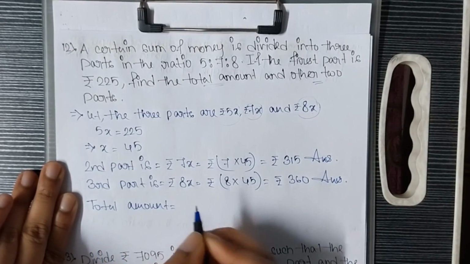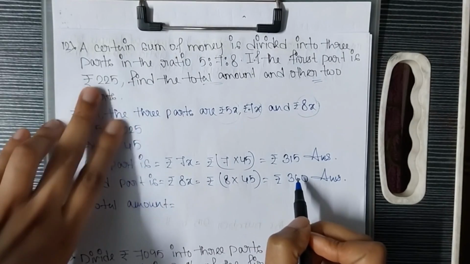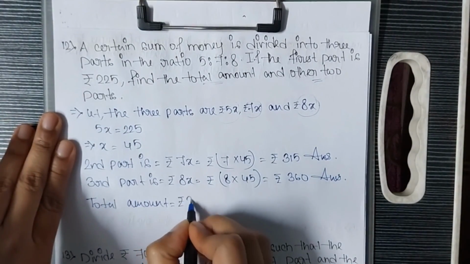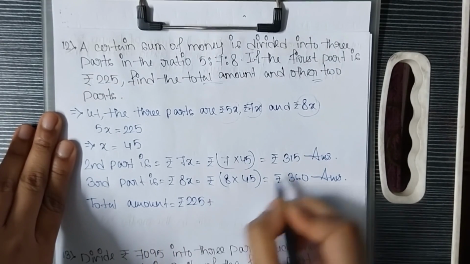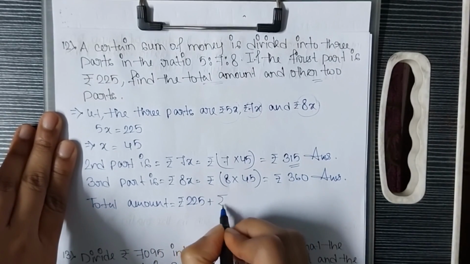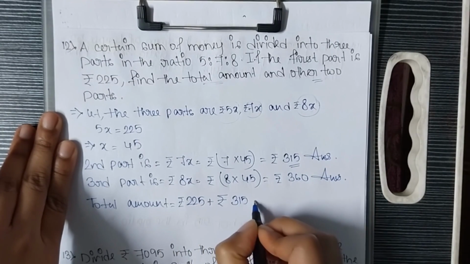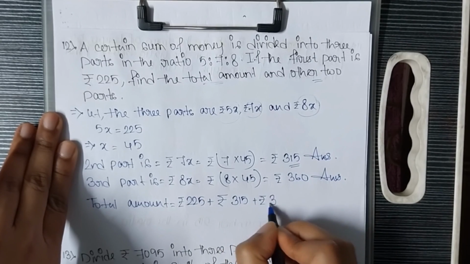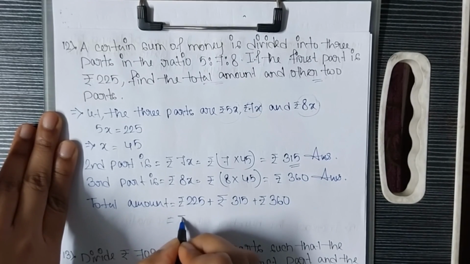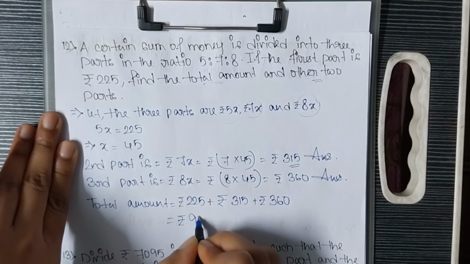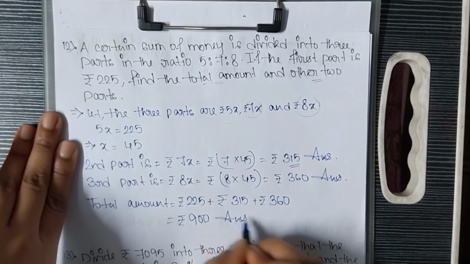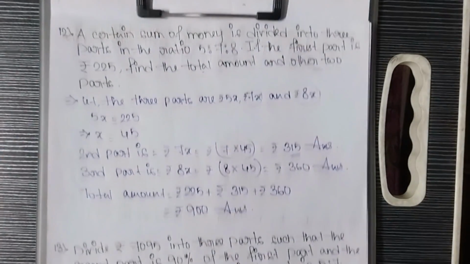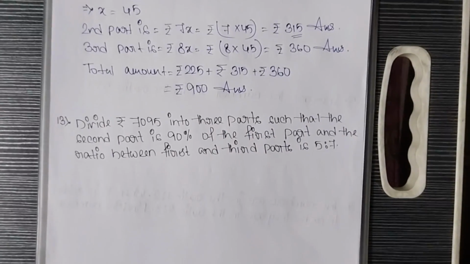The total amount will be the sum of the three parts. The first part is already given, that is rupees 225. The second part, which we found now, is 315, and the third part is rupees 360. So the total sum is rupees 900. This is the answer. Now let's move to the second problem.